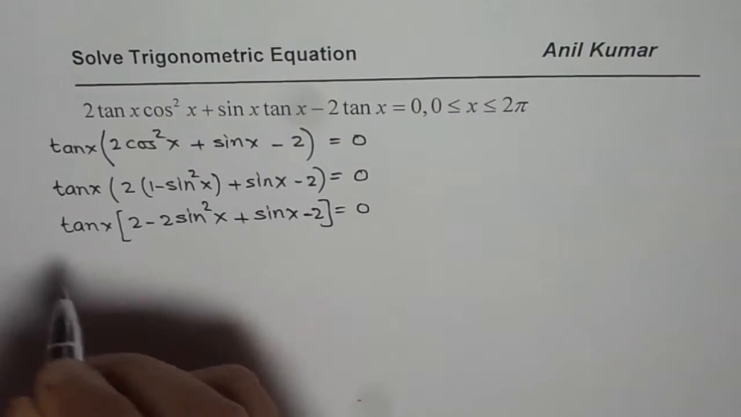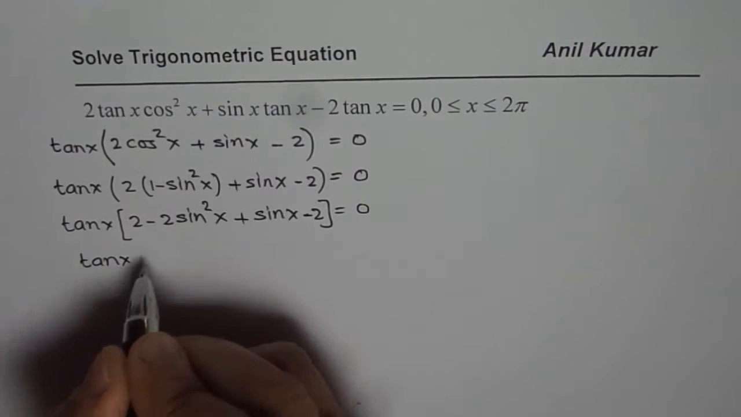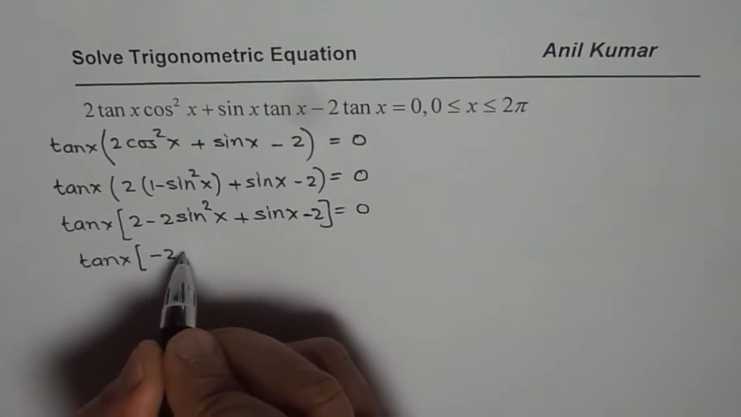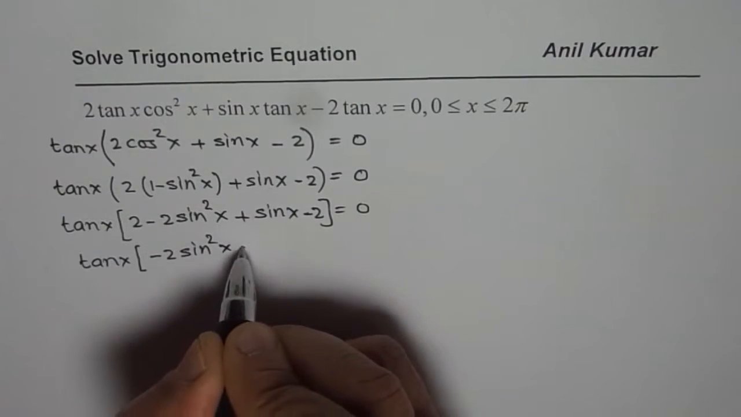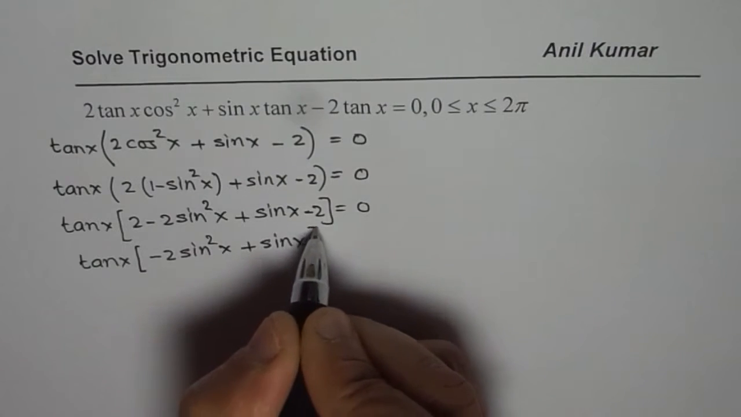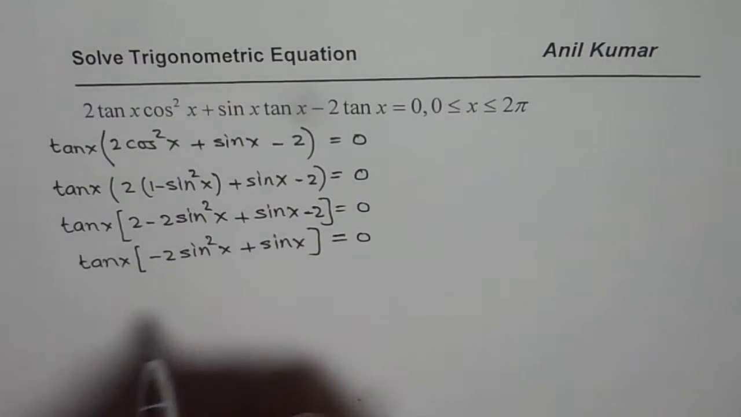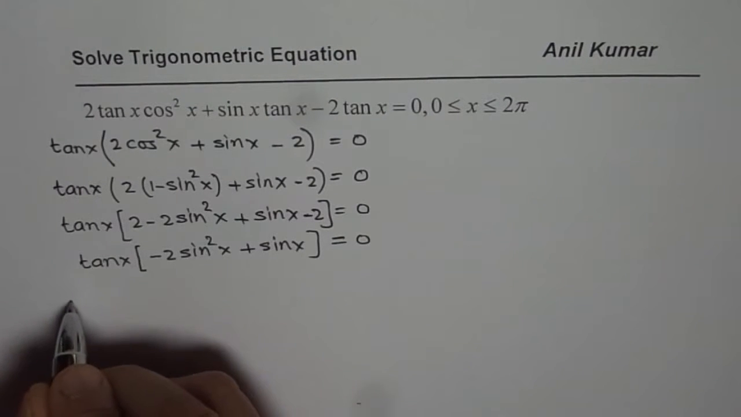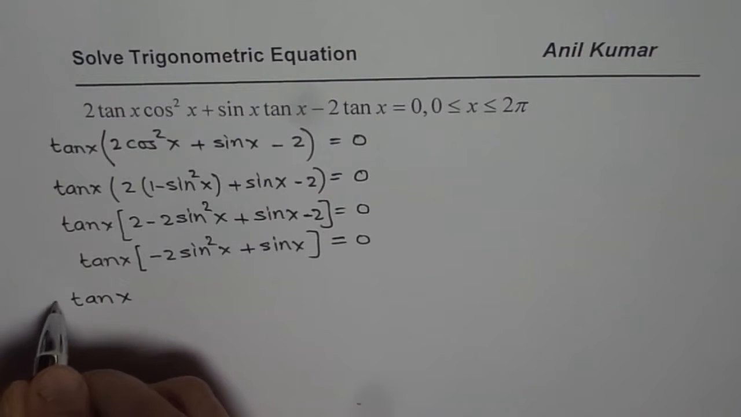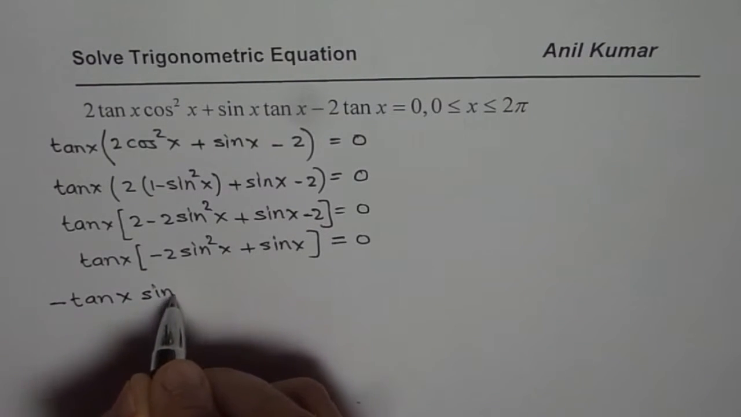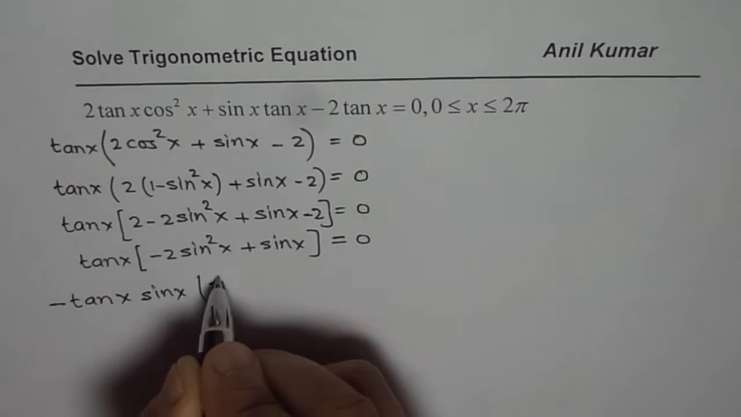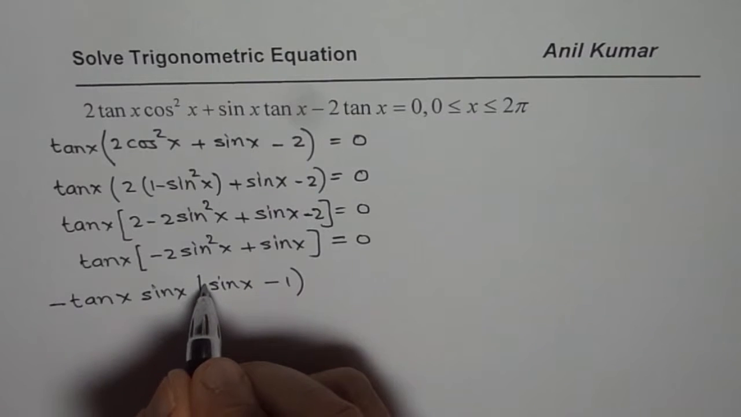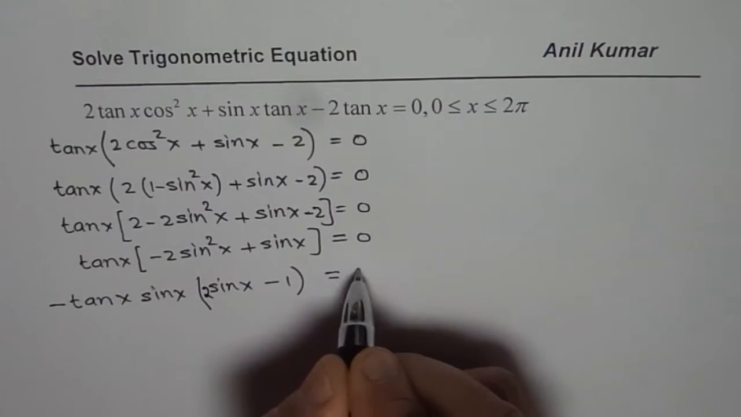Now 2 minus 2 is 0. So we have tan x, and in this bracket we have minus 2 sin square x plus sin x, right? Since 2 minus 2 is 0, that equals 0. Now we can take minus sin x as a common factor, so we get tan x times minus sin x, which leaves 2 sin x minus 1 equals 0.